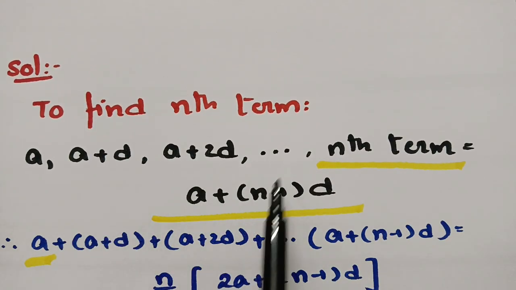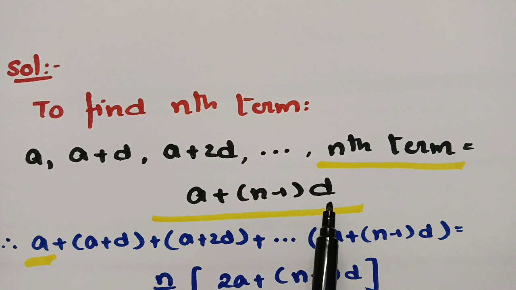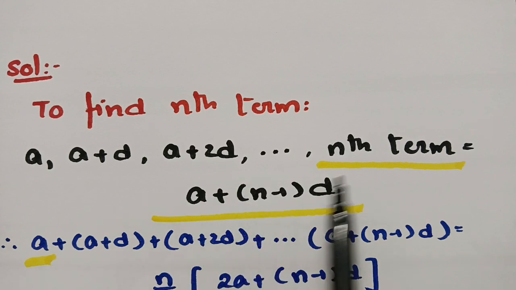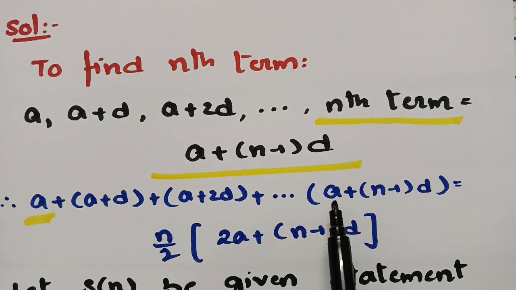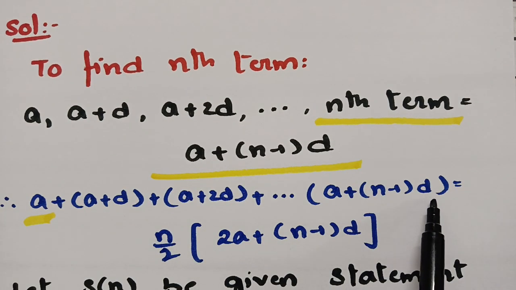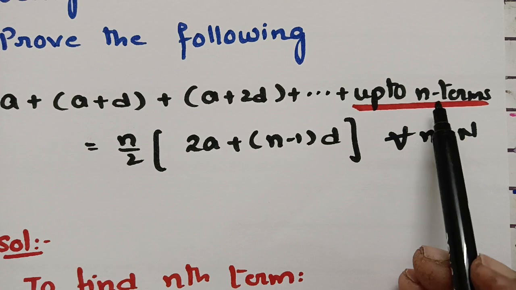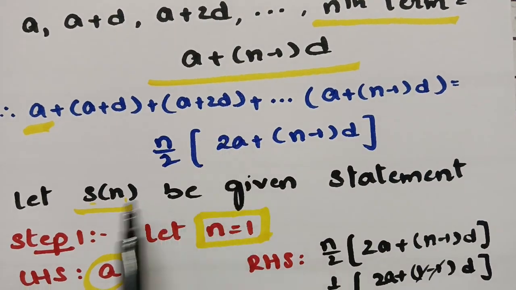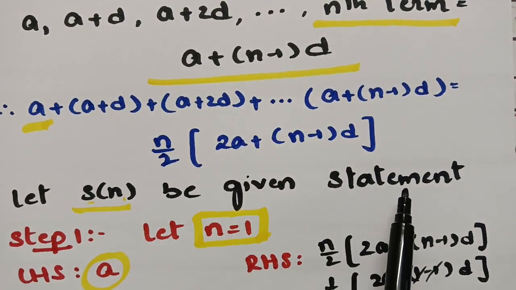And therefore the nth term will be a plus (n minus 1) into d. Remember that. So this is a plus (n minus 1) into d. So in place of the nth term, I am going to substitute a plus (n minus 1) into d, which is equal to n by 2 times (2a plus (n minus 1) into d). So here, this will be the statement. Let S of n be the statement.